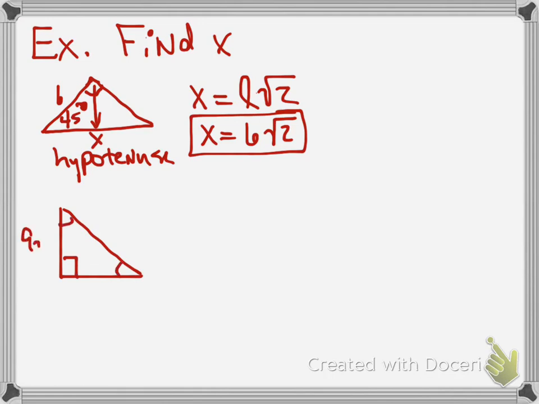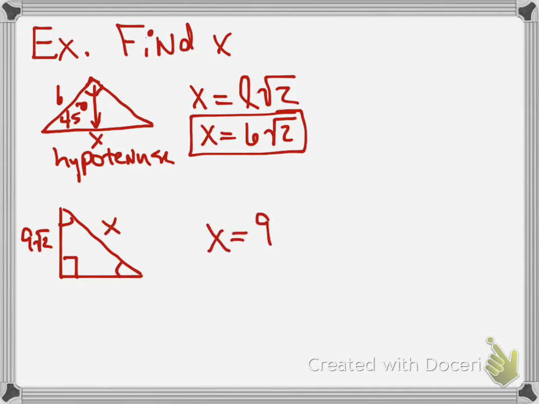Look at another example. And by the way, these are different ways to show that they're 45 degrees. If I use the congruent marks, then that means they're 45 degrees. Because remember, all triangles add up to 180, so 180 minus 90 is 90, and if I'm dividing that equally, 45 degrees.